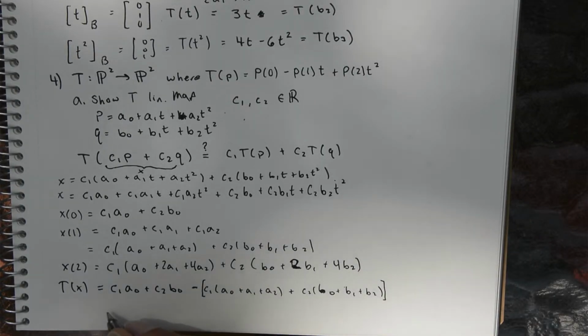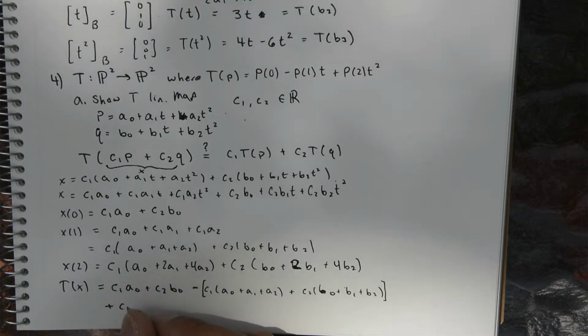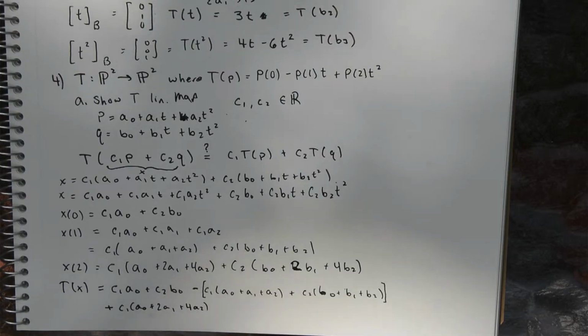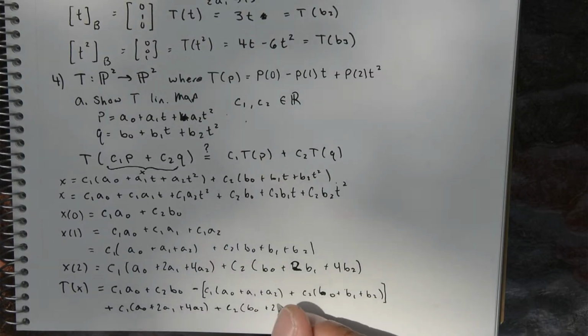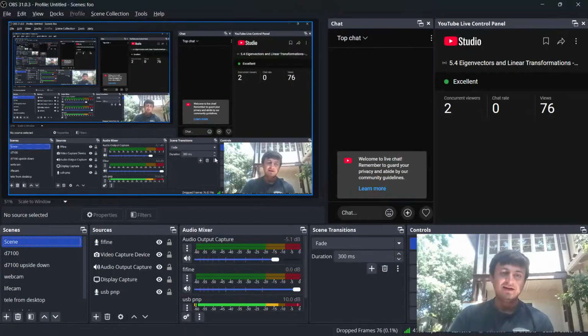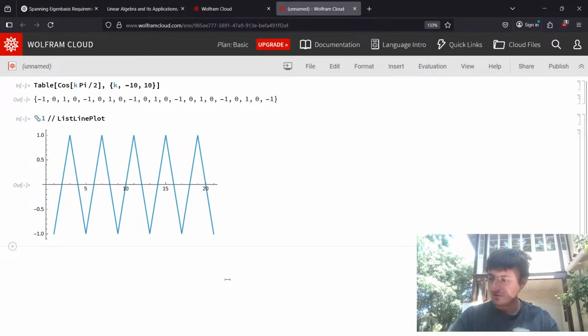Okay, and then finally plus this guy, which is C1A0 plus 2A1 plus 4A2 plus C2 B0 plus 2B1 plus 4B2. And then, all right, so now that we've done all this algebra, I'm tired of writing. Let's just go in and do it with some computer program.